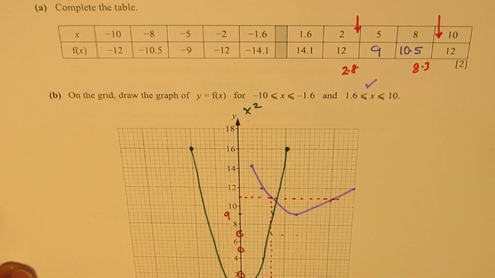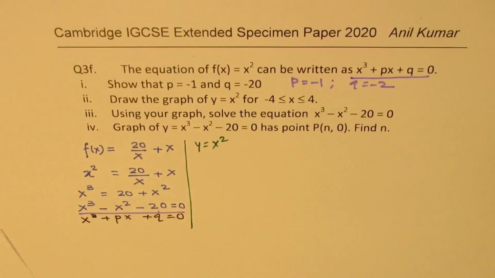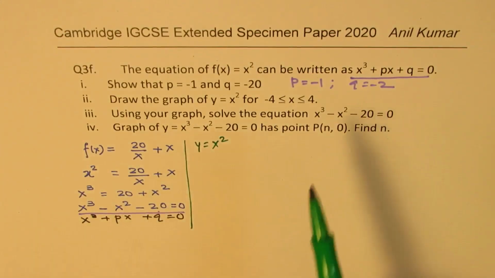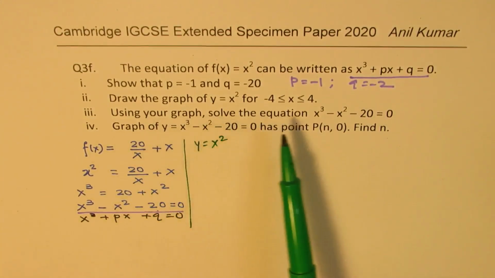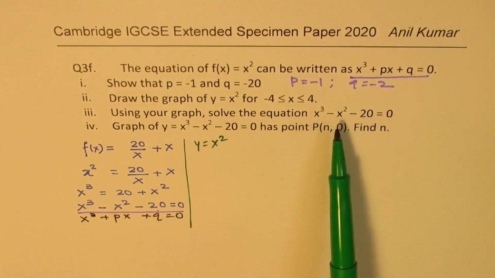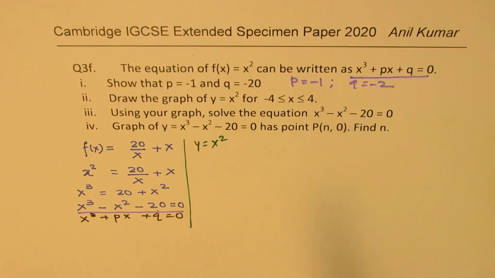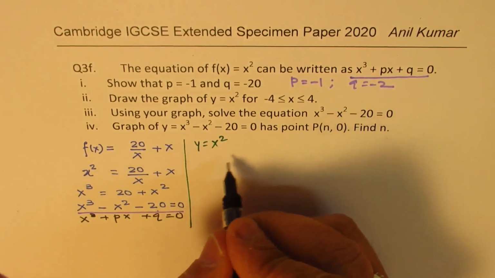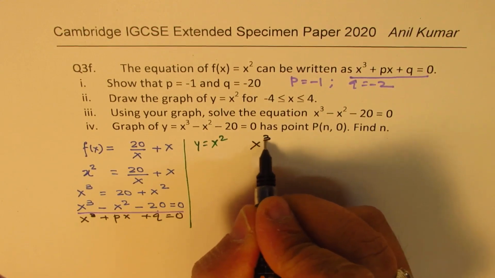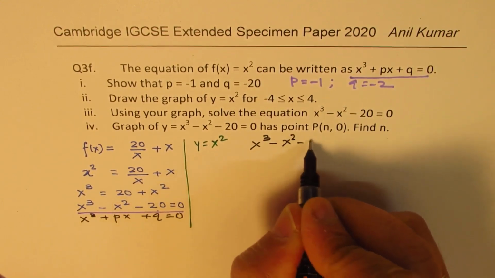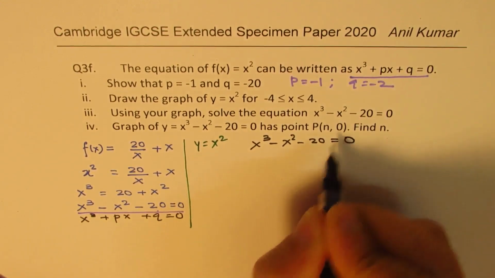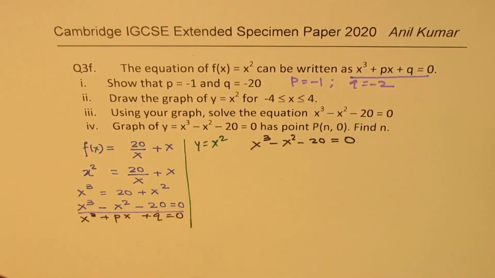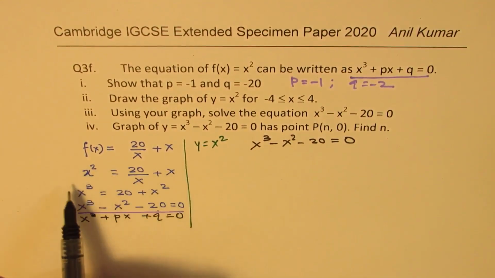So that is how we are going to sketch this particular graph. Now the question is, using your graph, solve this equation x cubed minus x squared minus 20 equals to 0, right? Okay, so now we need to solve for x cubed minus x squared minus 20 equals to 0. How do you solve this?